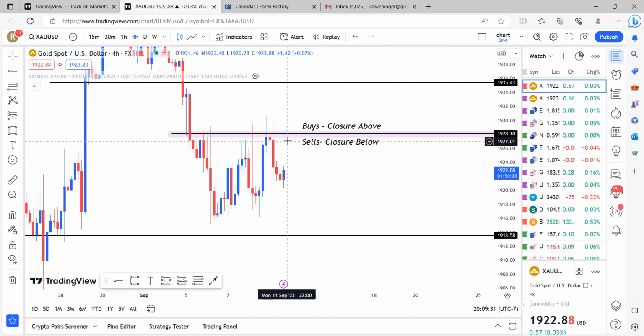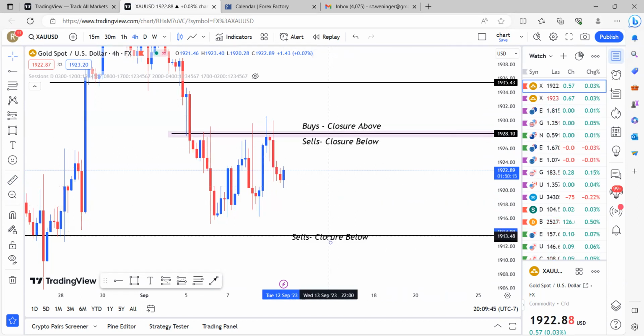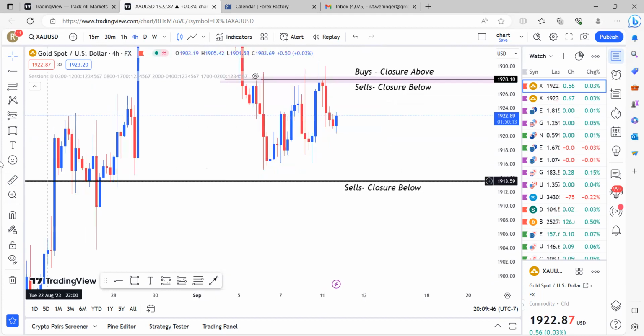So if we come up here again, a failure to close above and stay above, I like sells below. If you close above, you can get those interim buys, etc. So inversely, we have sells, closure below here.